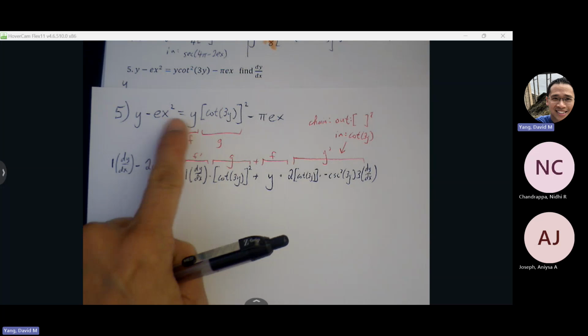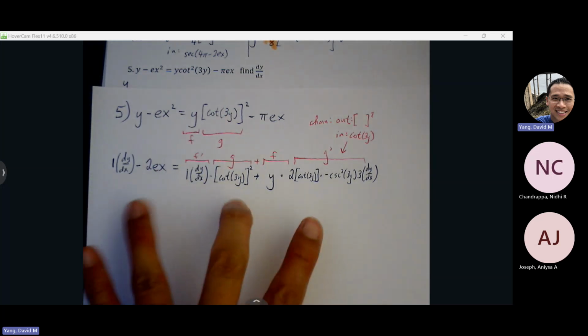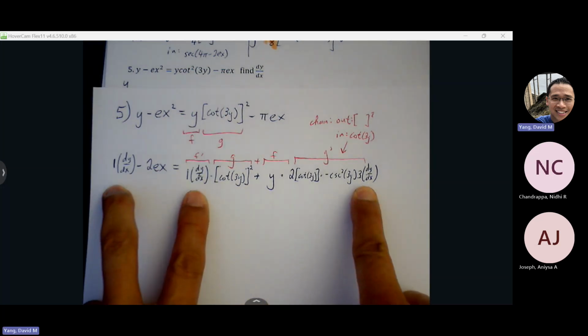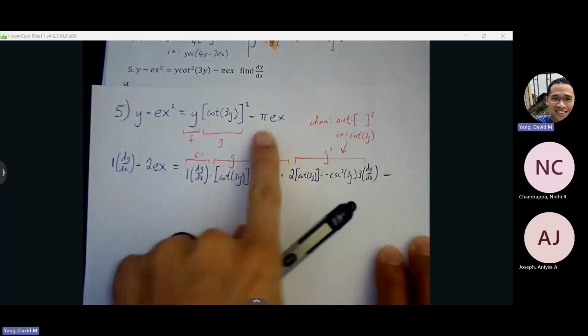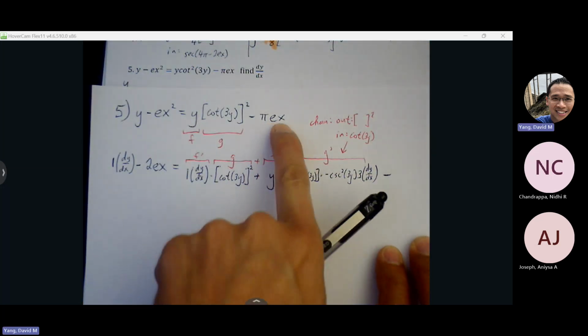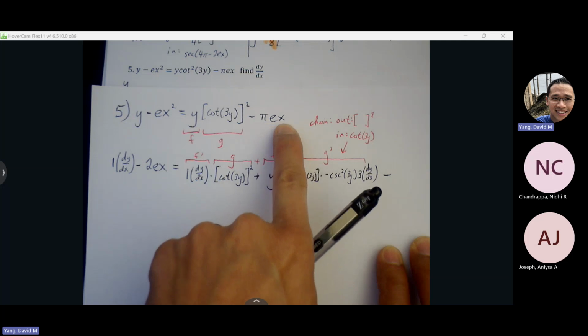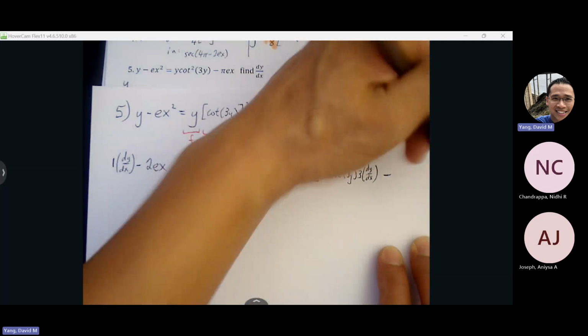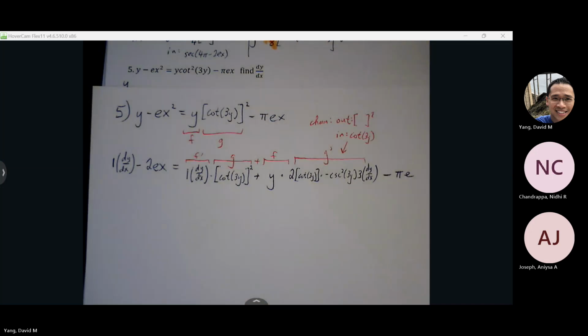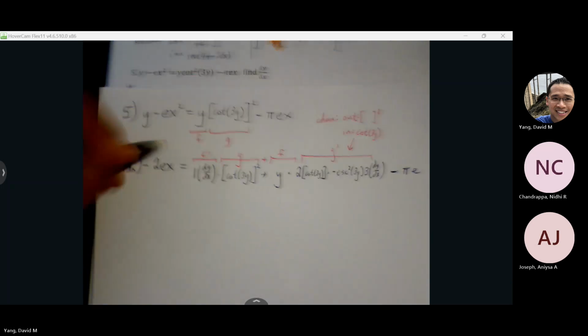Also dy dx. Right, we have 3 y variables. We should be coming up with 3 dy dx's. Minus pi e x. This is just degree. Pi e is just a coefficient, x to the first power, so x drops out, so just minus pi e. Just do some cleanup here.